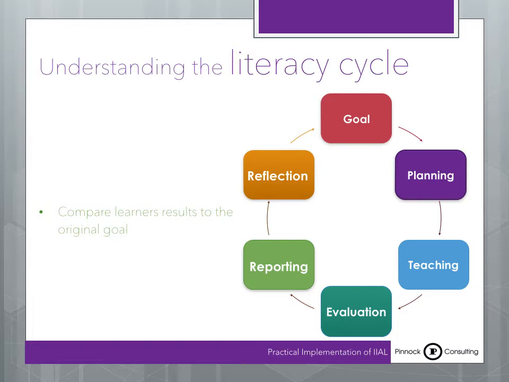What did they achieve? The last stage is reflection, and this is where you take the information that you've uncovered through reporting and you decide what needs to be changed. What can I do to improve?